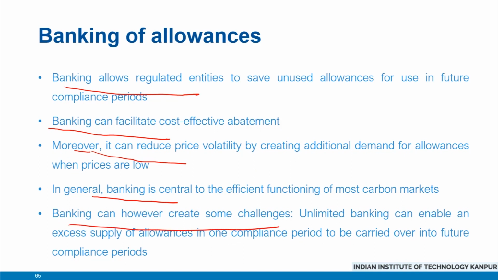What are these challenges? So first, unlimited banking can enable an excess supply of allowances in one compliance period, which can be carried over into future compliance periods, which potentially prolongs an underlying imbalance between demand and supply. And this may lead to excessively low prices. Without banking, such an imbalance would have been contained within the same compliance period. However, because banking is there, if there is some kind of excess supply or some kind of imbalance in the allowances, that may be carried to the future periods.